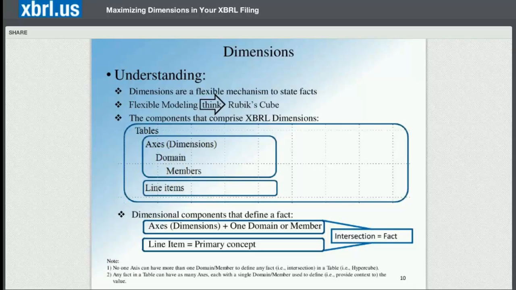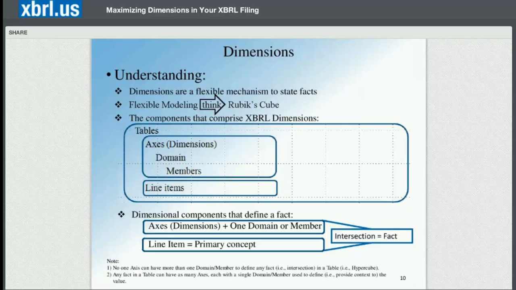The axis and member in combination, in conjunction with the primary concept, is what defines or provides definition to a fact. Again, that's established in your taxonomy. These are explicit dimensions. They are part of your structure. There's another type of dimension called typed dimensions, which are actually established in the instance on the individual fact, but we're not going to speak about them because they're not used in the US GAAP taxonomy. The US GAAP taxonomy, as of today, only uses explicit dimensions which are established in the taxonomy, the structure.